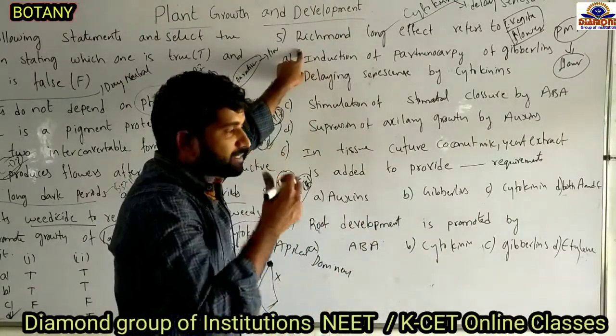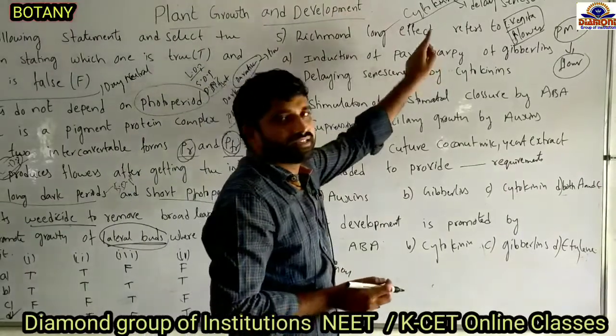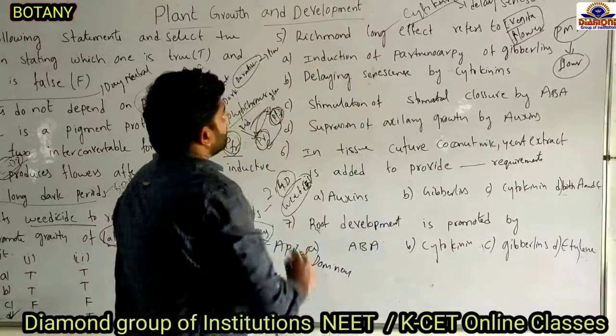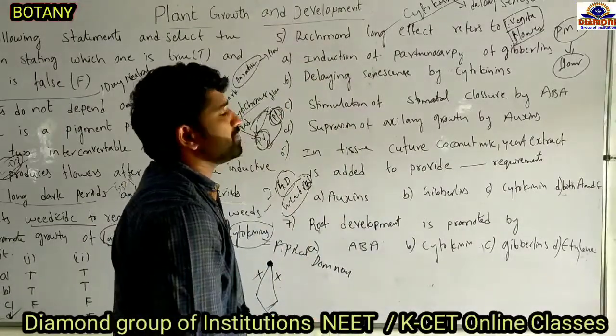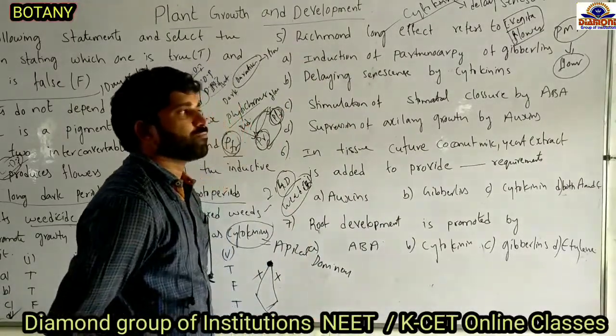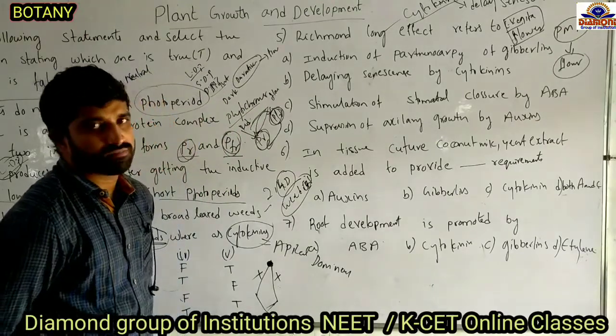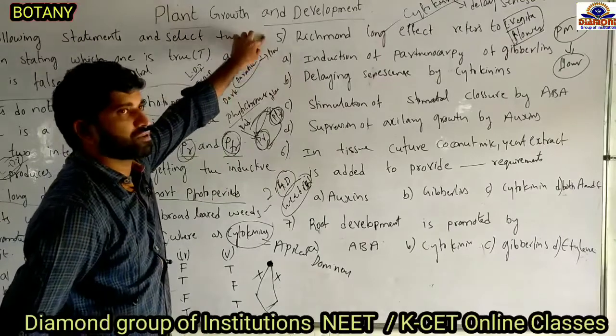Market period will increase and they can also delay the senescence. Senescence will be delayed. So here, option A, induction of parthenocarpy by gibberellins. Parthenocarpy means formation of fruits without fertilization. It's a character of auxins and also gibberellins, but it's not related to the Richmond-Lang effect.